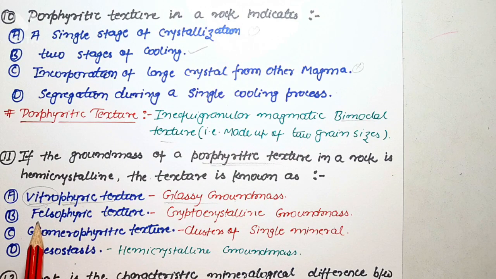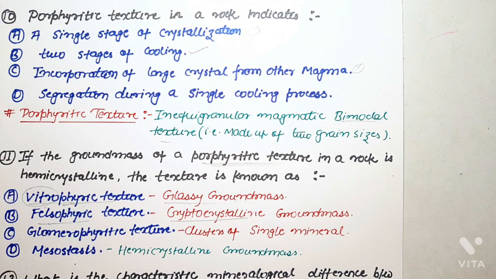Next one is felsophyric. Felsophyric texture is that porphyritic texture in which groundmass is cryptocrystalline. Cryptocrystalline means groundmass grains are too small, so they can only be seen with the help of a microscope. Next one is glomeroporphyritic texture. Glomeroporphyritic texture is formed by the process of synneusis in which phenocrysts may cluster together and adhere by surface tension.